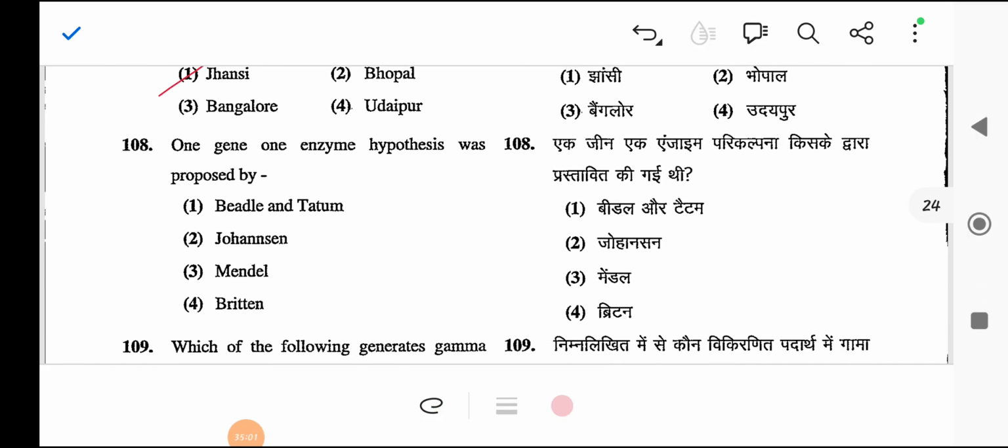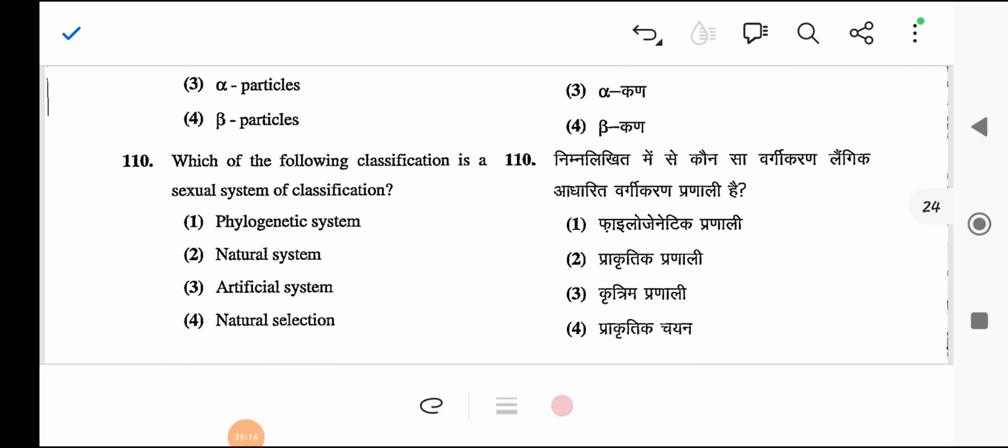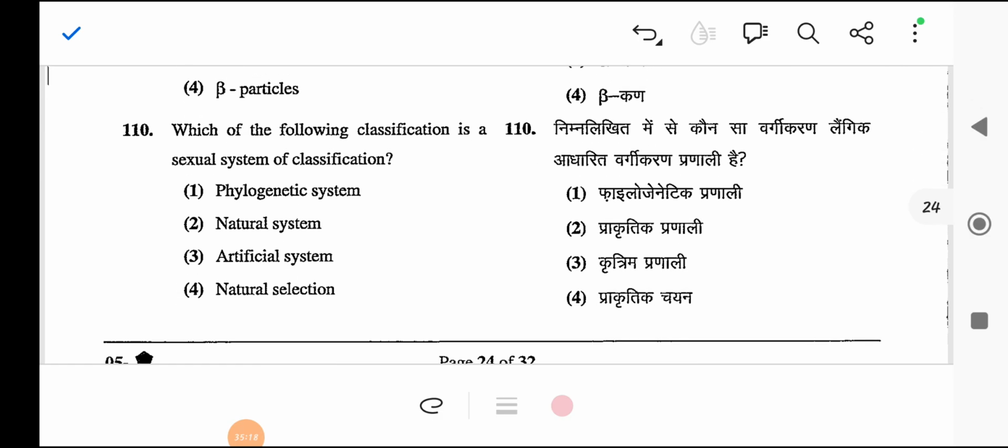Next, the one gene, one hypothesis was given by the scientists Beadle and Tatum. Next, which one of the following generates gamma rays in the irradiated material? Neutrons. Next, which one of the following classifications is a sexual system of classification? The artificial system is a sexual system of classification.